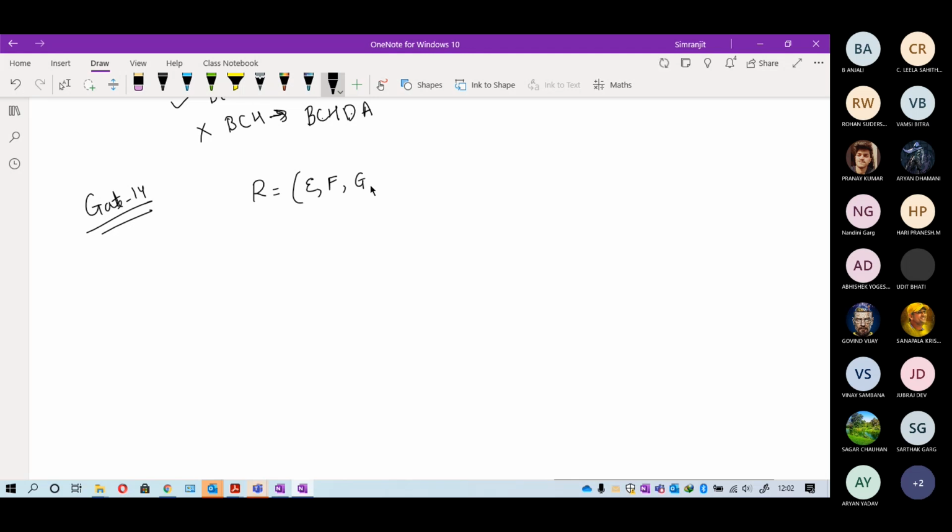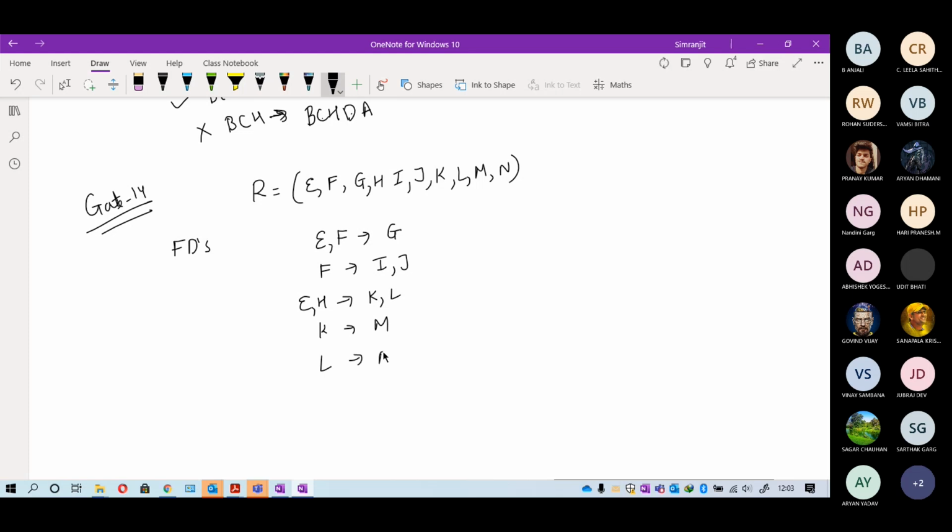Okay, so E, F, G, H, I, J, K, L, M, and N. Okay, so these are the FDs that are given to you. Okay, so E comma F is extending to G, F is extending to I comma J, E comma H is extending to KL, and K is extending to M, and L is extending to N. Okay, so they are again asking you what is the key, candidate key.